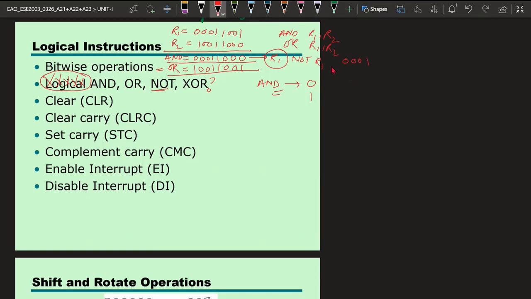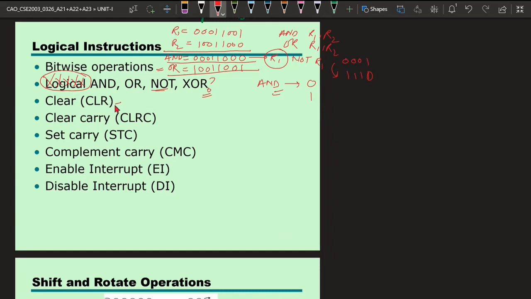So after doing the NOT operation, we will be having 0, 1, 1, 1. So this will be the invert, NOT, or complement operation. Okay. XOR, similar to that, XOR operation is there. Wherever there will be a difference of bits, that will be 1, otherwise 0. So this is how different logical operations are being performed at a CPU.